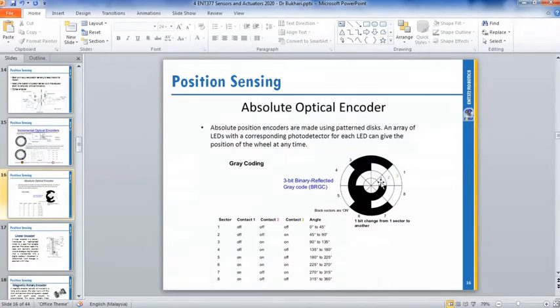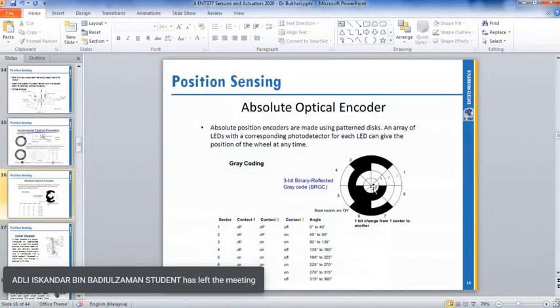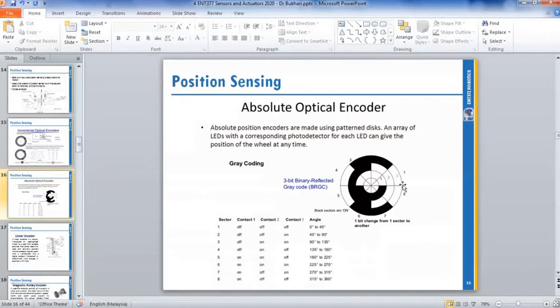For example, if your sensors 1, 2, 3 detect 0, 0, 0 or off, that means your position is at 0 to 45 degrees. This is 0 degrees, this is 45 degrees. So if your sensor detects 0, 0, 0, your robotic arm position is within this sector, 0 to 45. But because your sensor is low resolution, it's not so good. So your resolution is 0 to 45. This is a cheaper sensor.